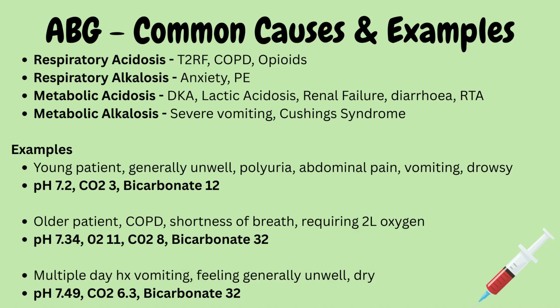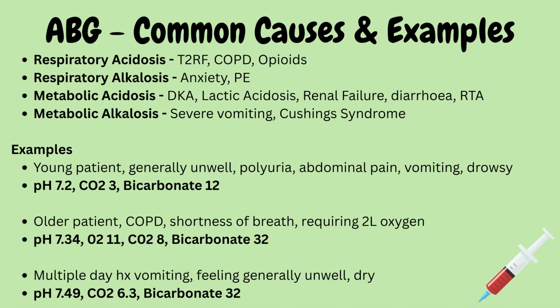Let's say you have an older patient with severe COPD. Their ABG shows a pH of 7.34, a CO2 of 8, and a bicarbonate of 32. So the pH is just slightly low, below 7.35, so we're just on the acidotic side. The CO2 is 8, that's high, and a high CO2 causes acidosis. So I would be thinking at this stage, is this a respiratory acidosis? But the bicarbonate is also high at 32.